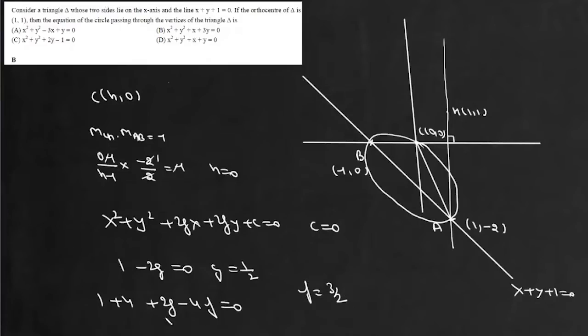So the equation of this circle will be x square plus y square plus x plus 3y equals 0. And that's your option B.